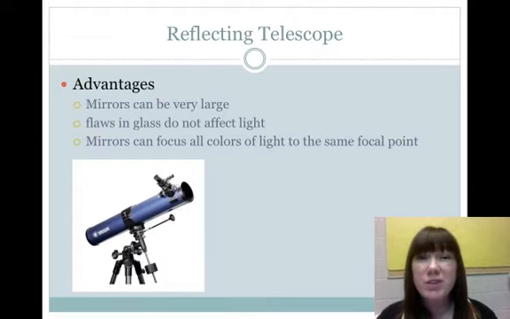are large, if there's any flaws in the glass, it's not going to affect the light at all. And mirrors can focus all colors of light into the same focal point, which refracting telescopes cannot do. Lenses actually divide the light up a little bit, and so they can cause some aberration or different colors to focus in differently, but reflecting telescopes don't have that problem.